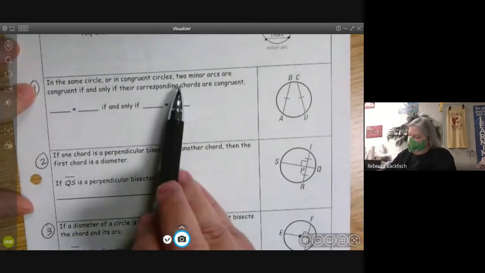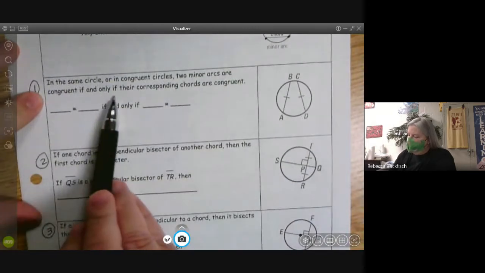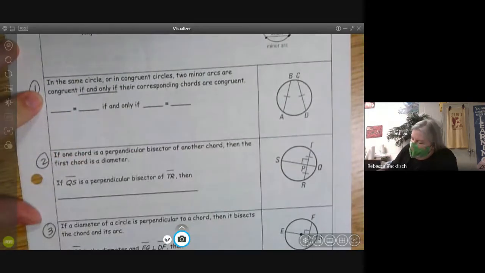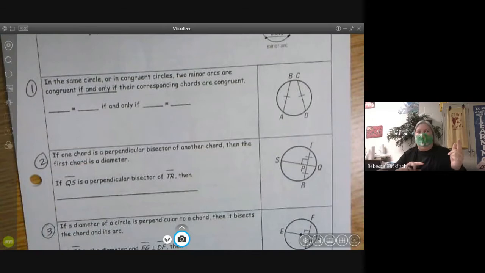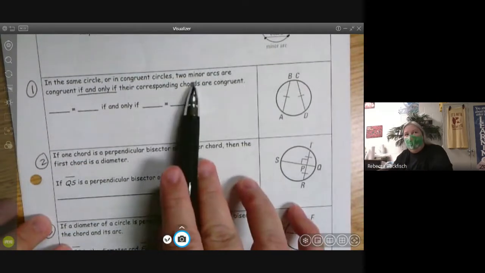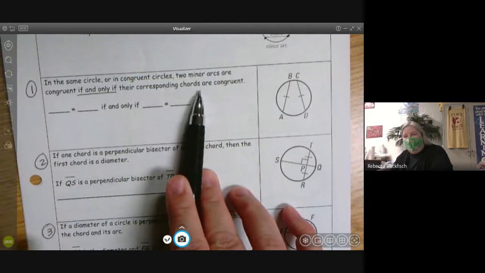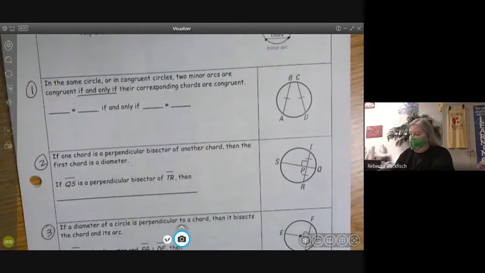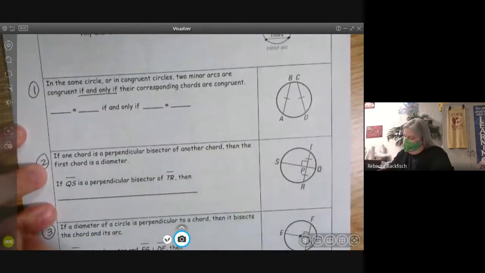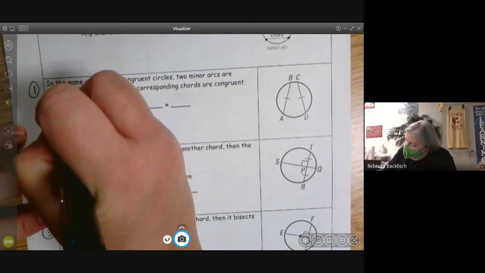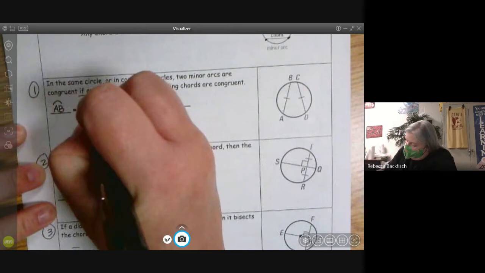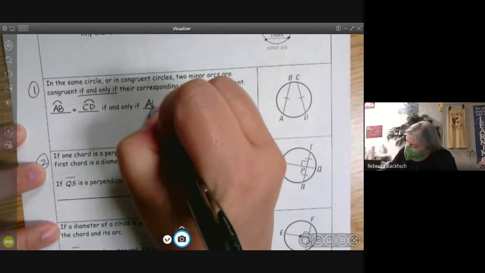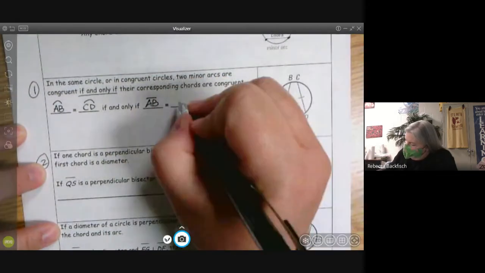It says two minor arcs are congruent if and only if their corresponding chords are congruent. The phrase if and only if in math means it works both ways. It means if the corresponding chords are congruent, then the minor arcs are congruent. Or if the minor arcs are congruent, then the corresponding chords would be congruent. So arc AB is congruent to arc CD if and only if segment AB is congruent to segment CD.